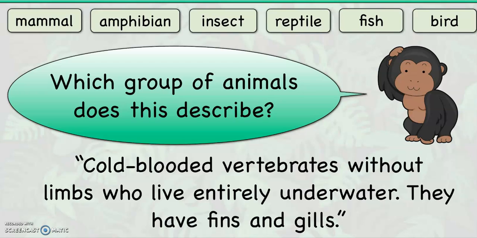For our next question, which group of animals does this describe? It's a cold-blooded vertebrate, remembering what that word means, without limbs, so that's without arms and legs, who lives entirely underwater. And these animals have fins and gills. Is it a mammal, an amphibian, an insect, a reptile, a fish, or a bird? Which group of animals does this describe?